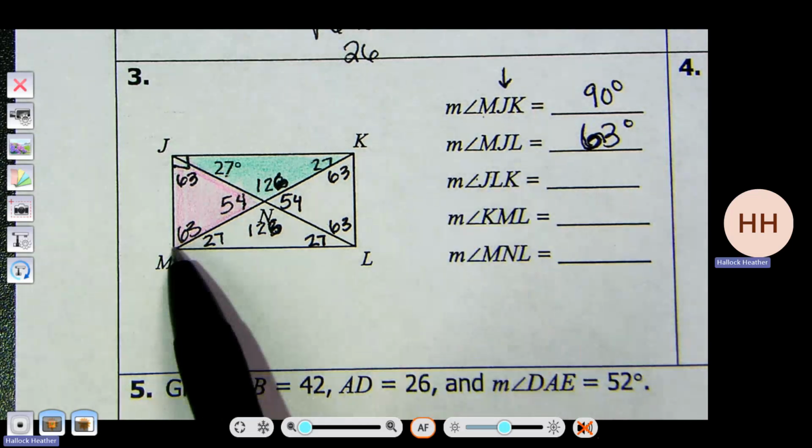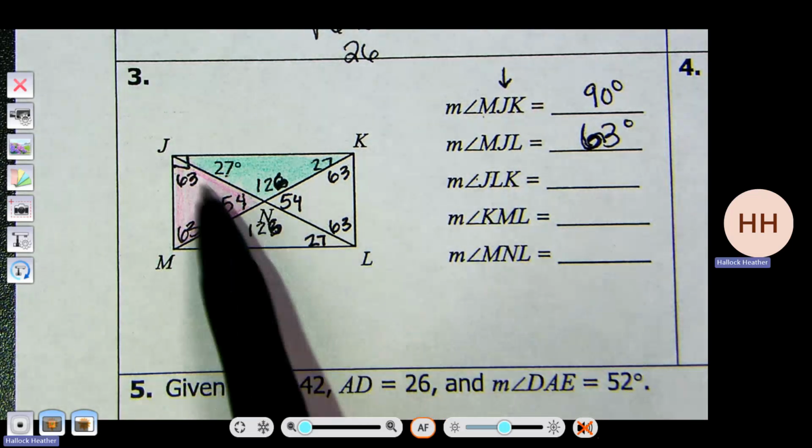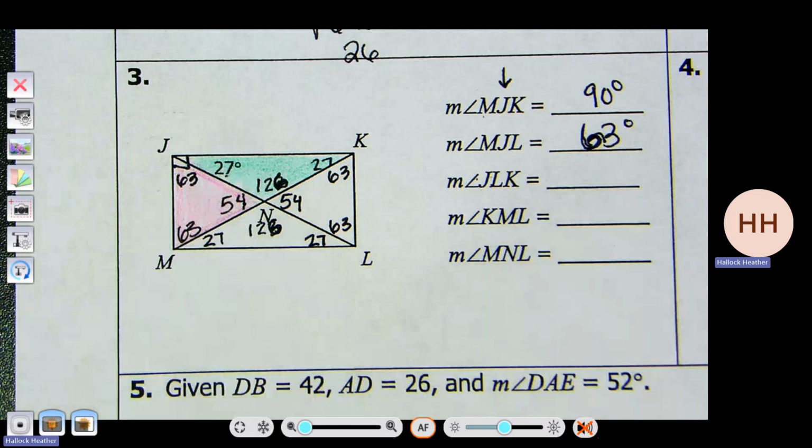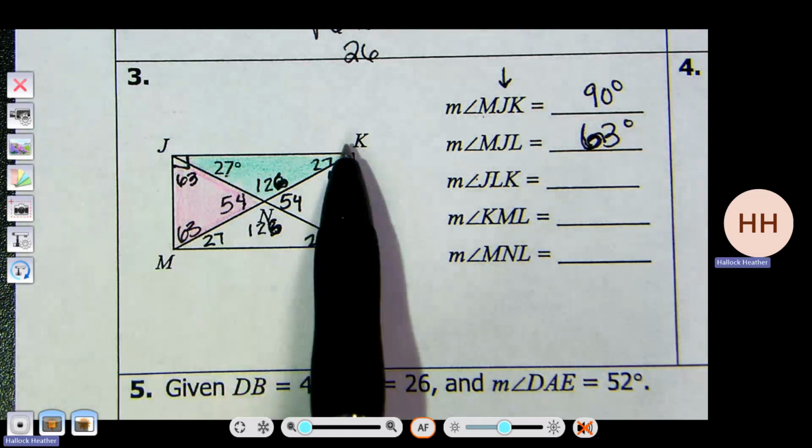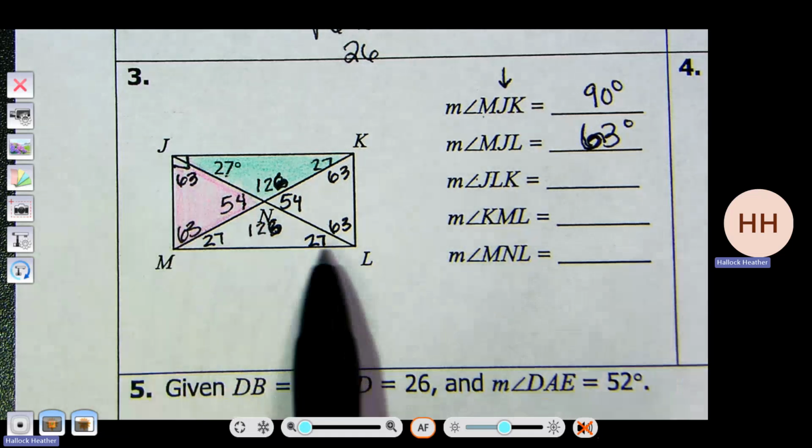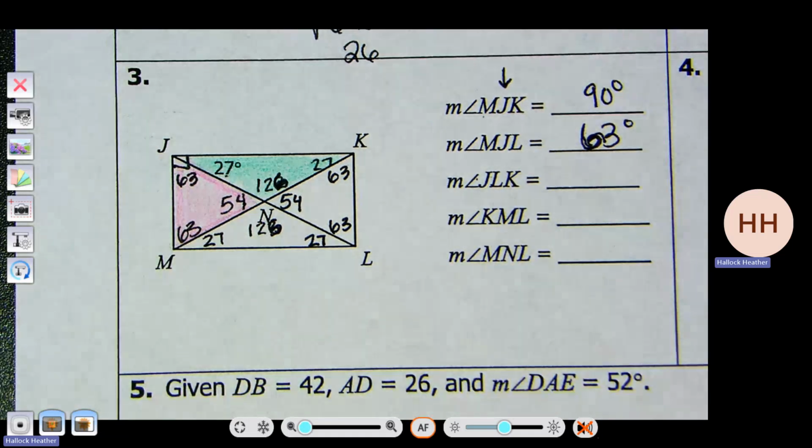So MJL cuts across, so it's talking about this pink corner. MJK was the whole thing. MJL is this piece. So try the last 3, see if you can figure it out. You might be able to do the entire math problem on the ESC, but if you can't read an angle and figure out which one they're asking for, then you're screwed.